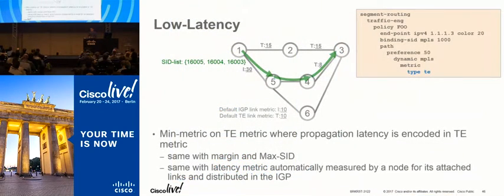So what are the use cases for this? The low latency application here. So I'm at 1, I want to go to 3. I say, I want you to minimize the TE metric, and that's it. If I just want to get the low latency path, you configure the router this way.